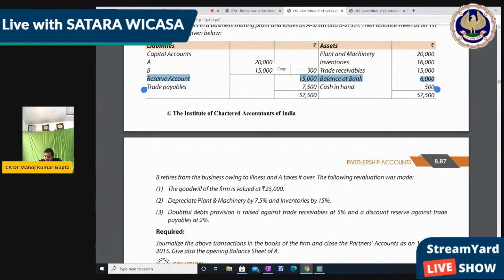Then doubtful debts provision is raised against trade receivable at 5% and discount reserve against trade payable is 2%. So these are the revaluation part, right?